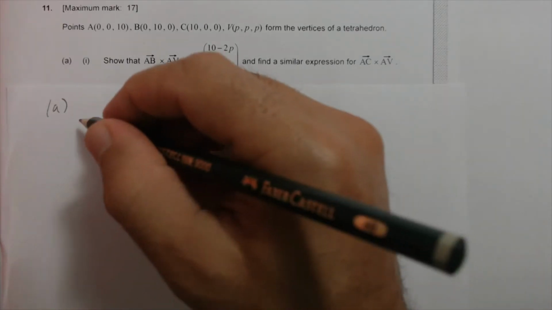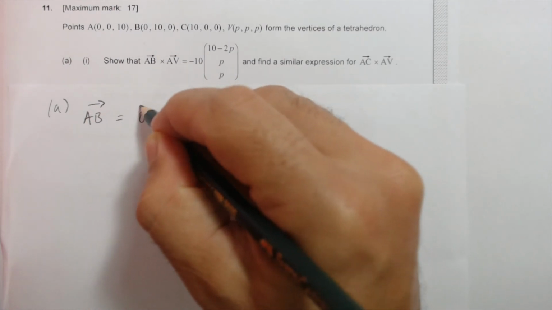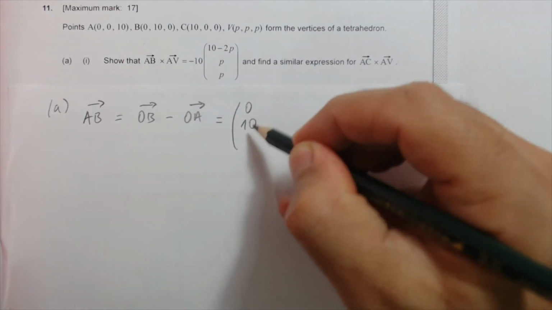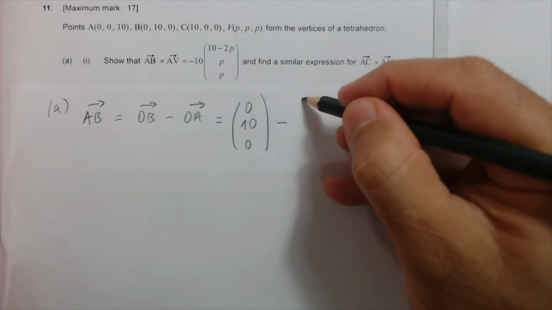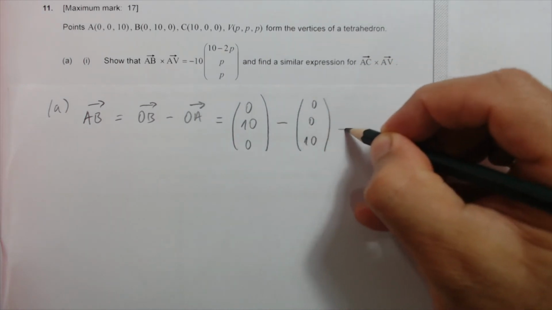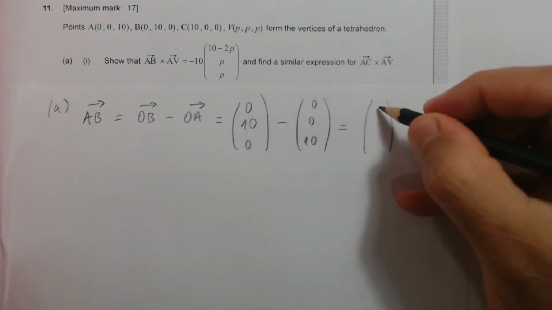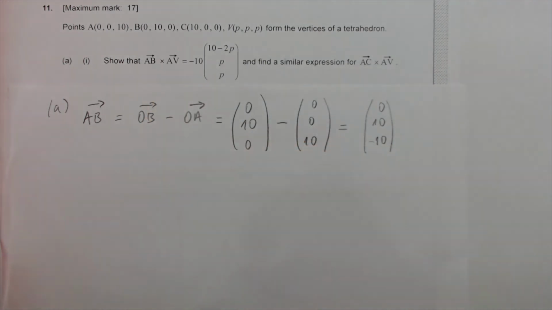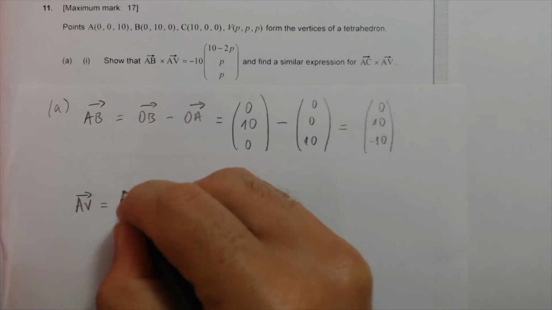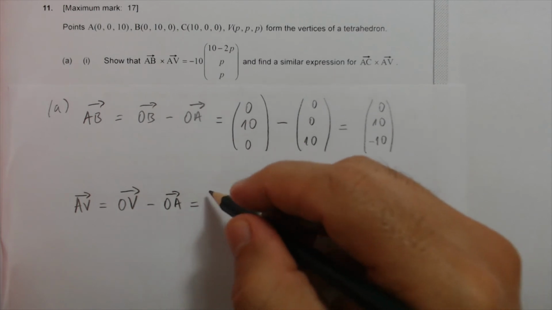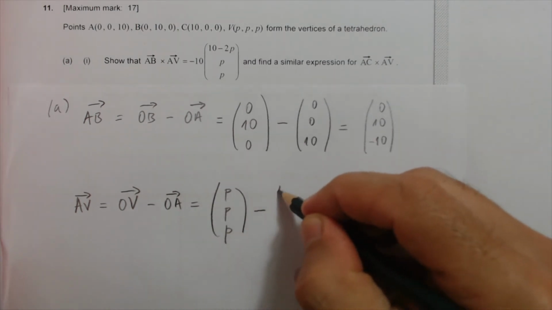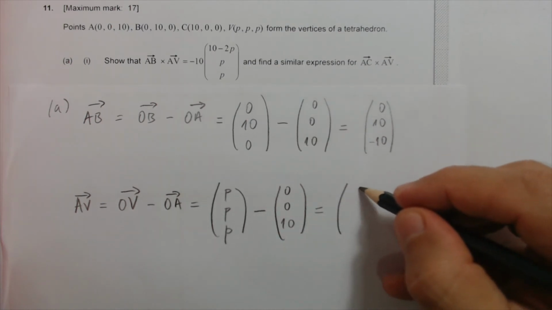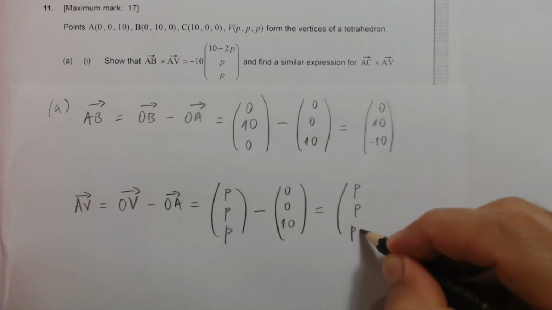Okay, we need to find first the vector AB, which is OB minus OA. In this case, OB is (0, 10, 0). The vector OA is (0, 0, 10). So AB is (0 minus 0, 10 minus 0, 0 minus 10), which is (0, 10, minus 10). We also need to find the vector AV. AV is OV minus OA. OV is (p, p, p) minus OA. OA is (0, 0, 10). So AV is (p, p, p minus 10).